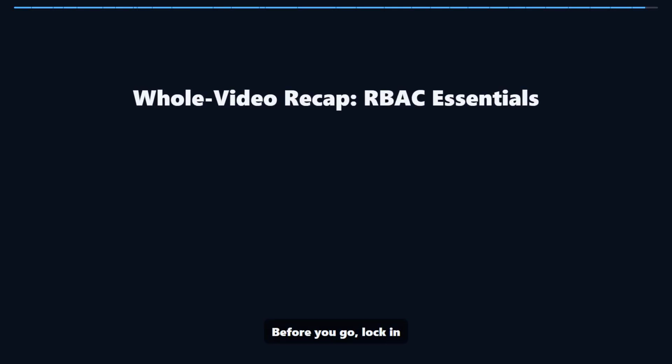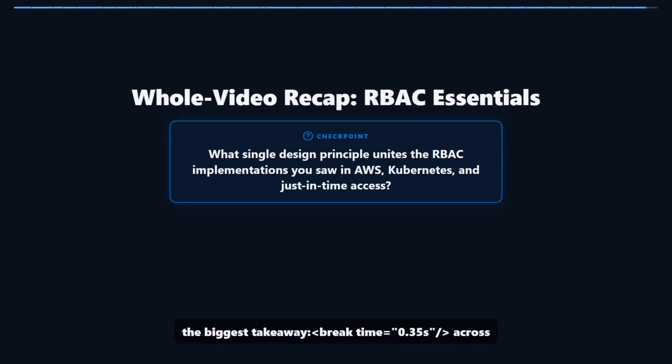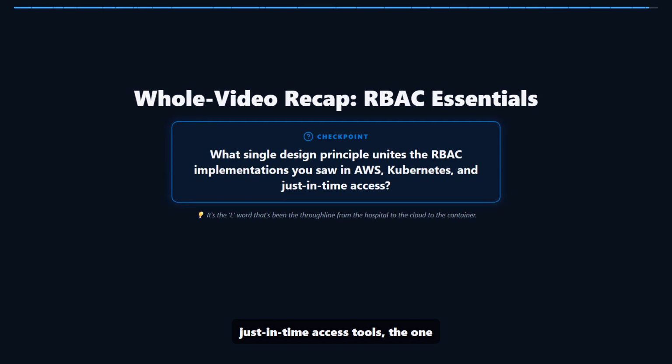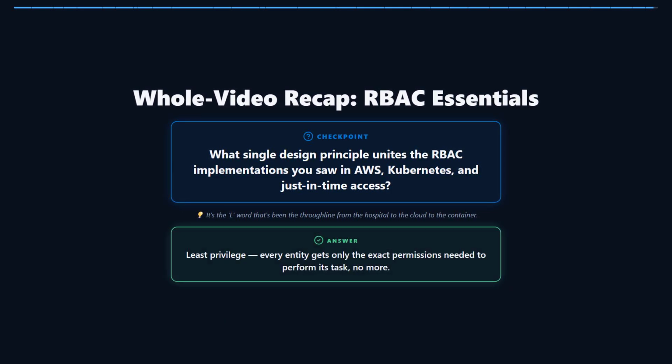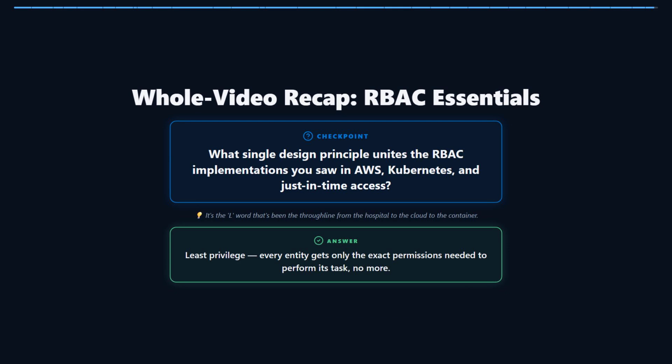Before you go, lock in the biggest takeaway. Across AWS IAM, Kubernetes RBAC, and just-in-time access tools, the one constant is least privilege. Everyone, user, service account, EC2 instance, gets only the bare minimum permissions. That's RBAC's superpower, and it's what gets you from theory to a real IAM analyst role. Now go apply it.